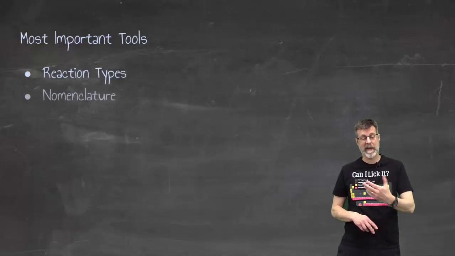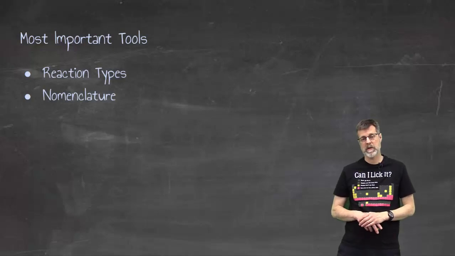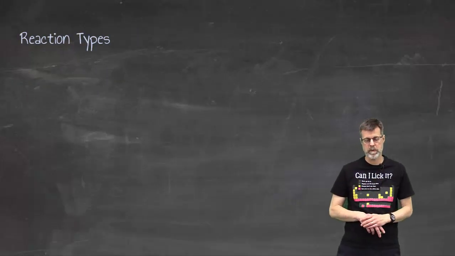Now, our most important tools for this are going to be the ones that we already have: reaction types and, believe it or not, nomenclature. Now, we haven't maybe done enough nomenclature to do everything, but we've done a good selection at this point, and we're only going to add to it, and nothing is going to change the fact that nomenclature is going to be a really important tool for this.